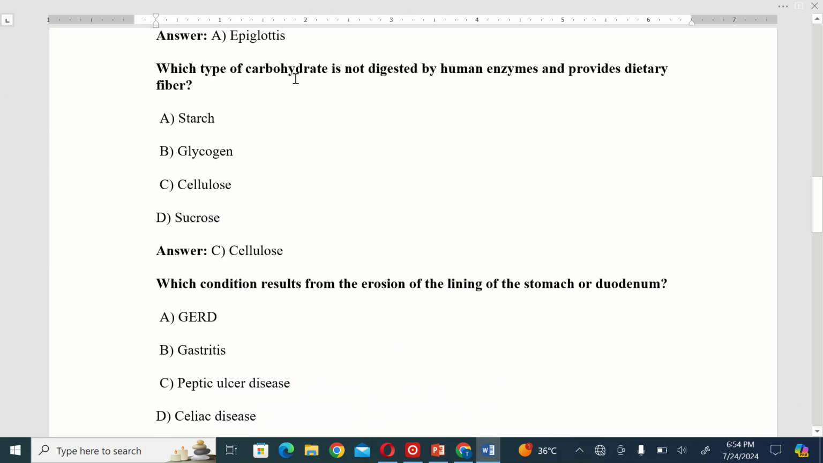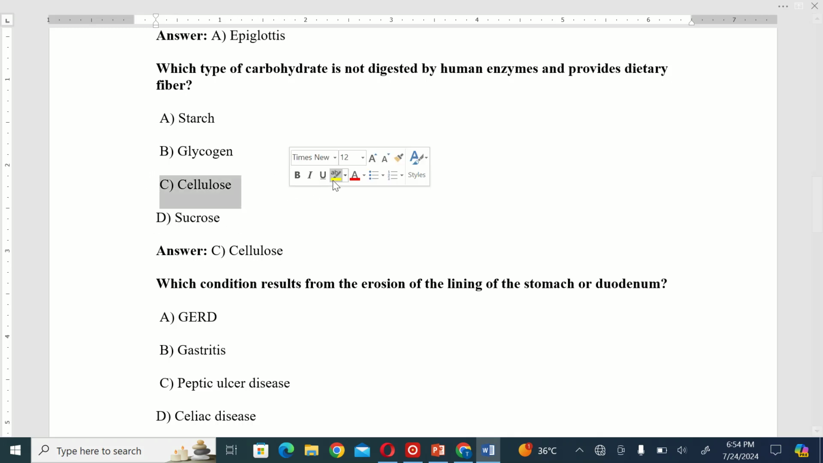Which type of carbohydrate is not digested by human enzymes and provides dietary fibers? A. Starch. B. Glycogen. C. Cellulose. D. Sucrose. So the correct option is C. Cellulose.